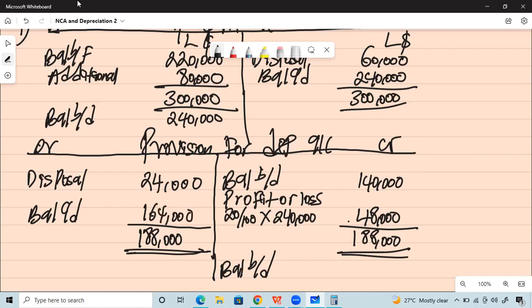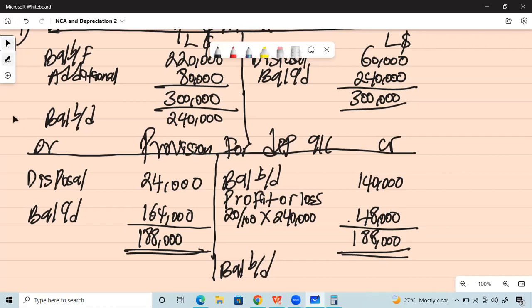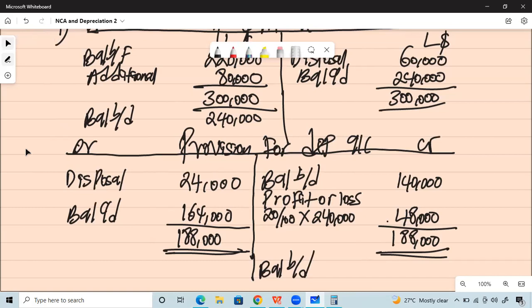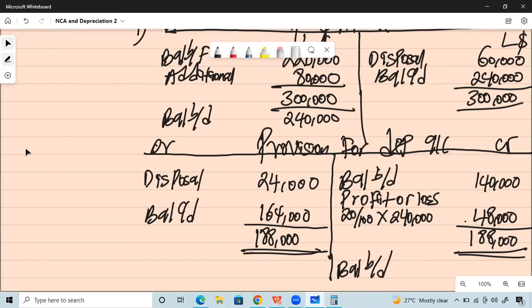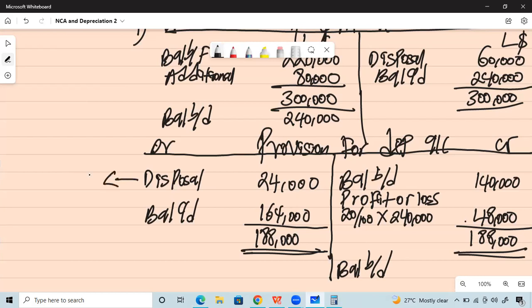So how do you get this? Since you purchased the machine 2 years ago, and your policy is 20%, 0.2 multiplied by how much you bought it for, it is 60,000. That will give you 12,000. So 12,000 multiplied by 2 years, you have 24,000 naira.